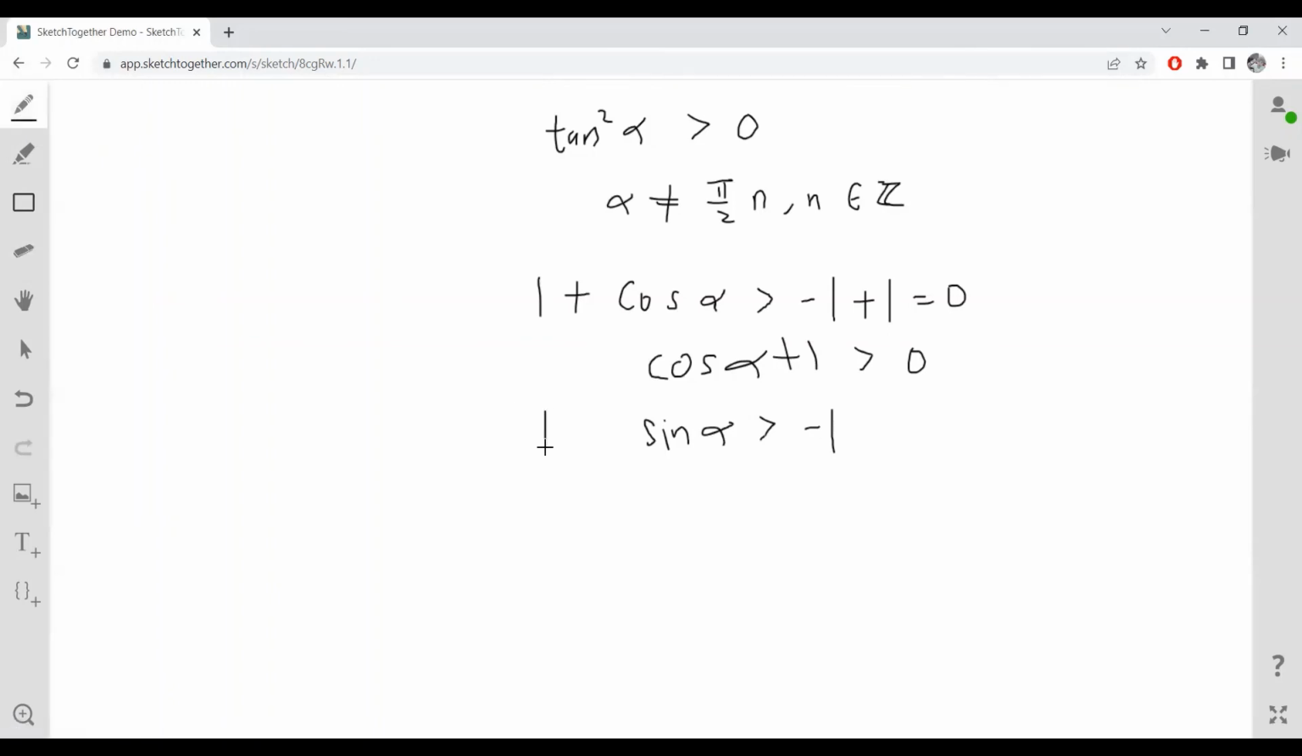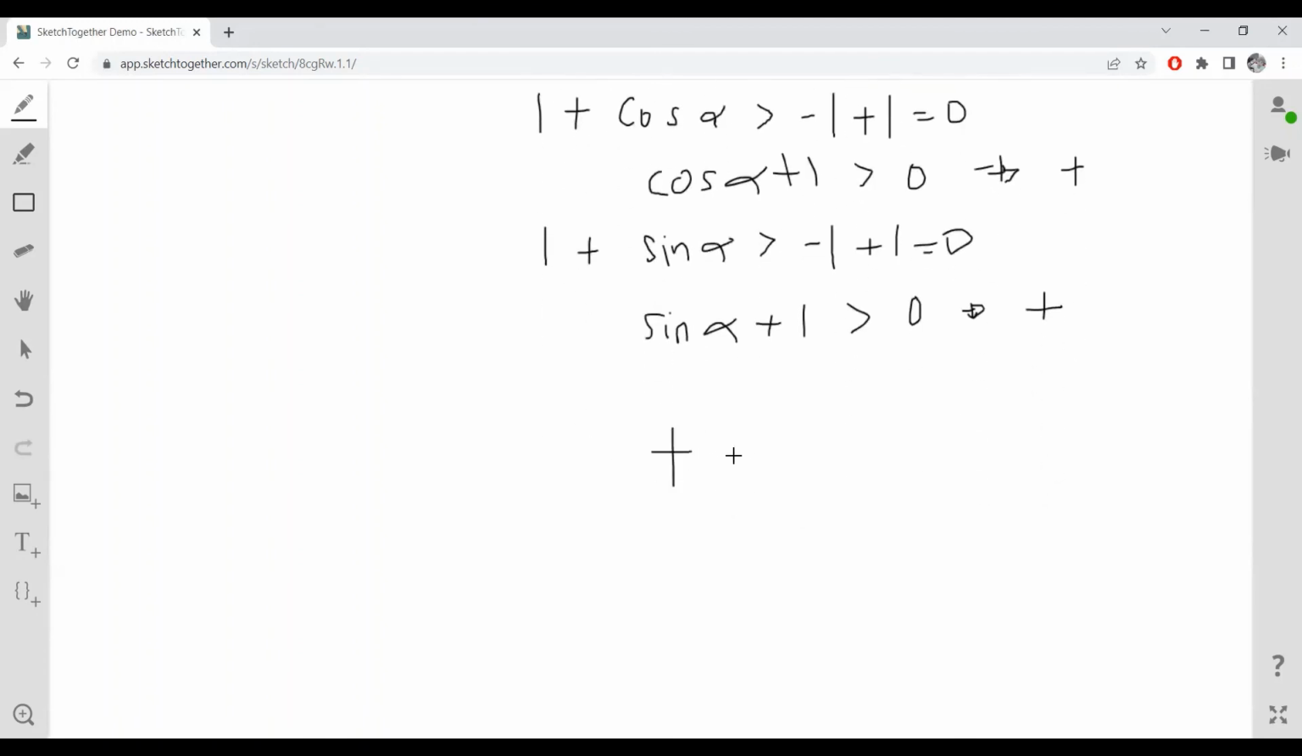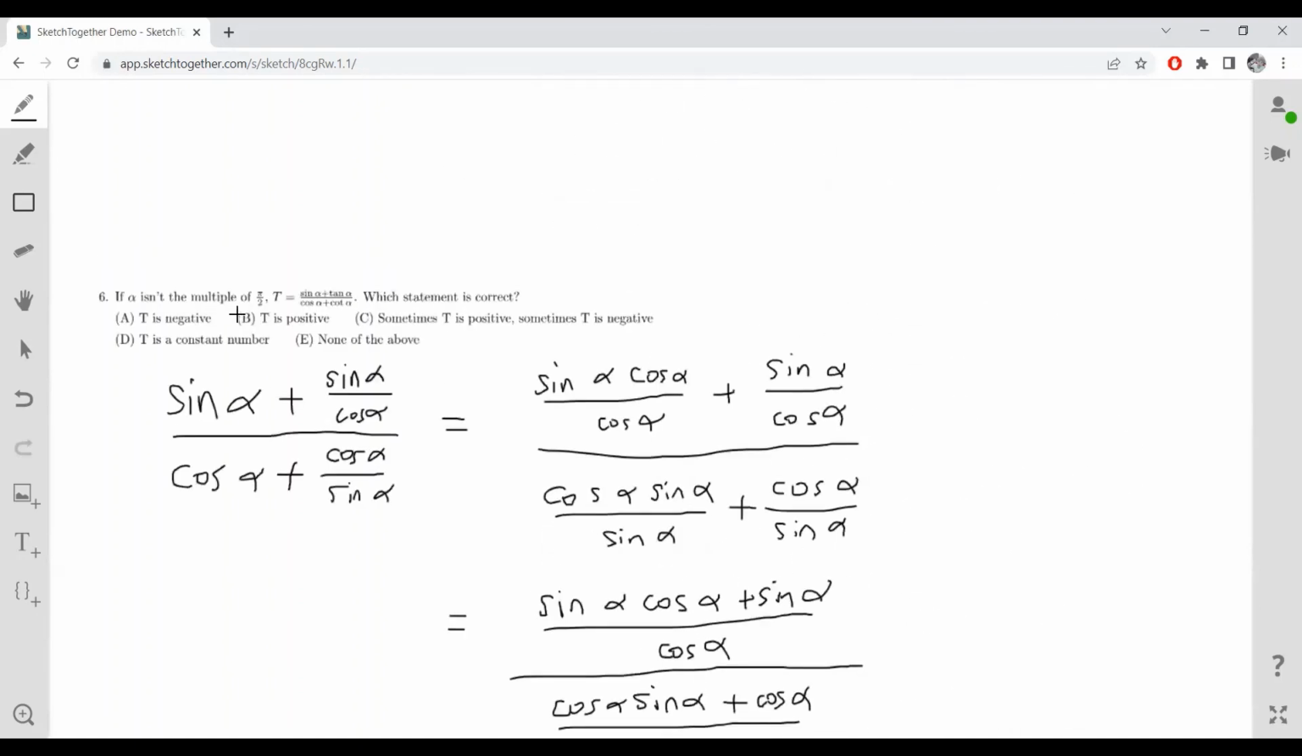In this case, we'll add 1 to both sides of the inequality, and we get sine alpha plus 1 is greater than 0, which indicates that this is positive, this is positive, this is positive. So now we have essentially just a positive number times a positive number over a positive number, which gives us a positive number. And thus, the correct choice here is B, t is positive.